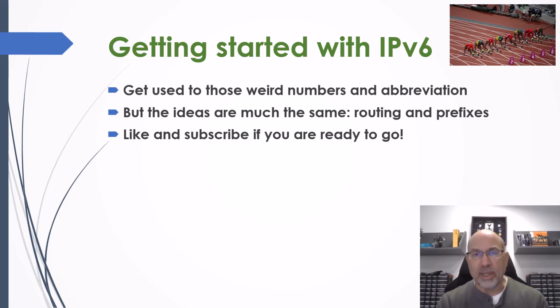But really what we're doing at this point is getting used to some weird numbers. We learned how to do abbreviation and expansion. But we also realized that IPv4 and IPv6 share some similarities in terms of how they handle routing and the prefixes. We just have to get used to quartets instead of dotted quad and 128 bits instead of 32.